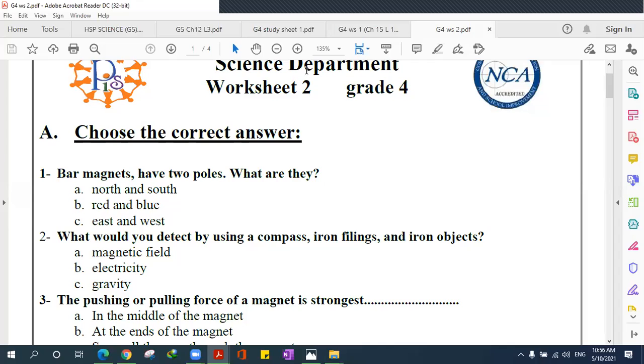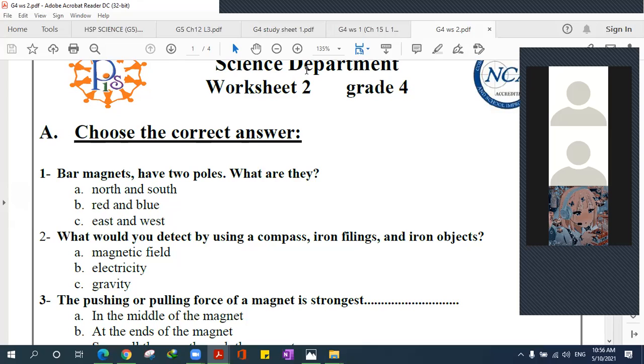Okay, this worksheet is the second worksheet that we're supposed to finish today, but this one is not about electricity, it's about magnets. Okay? This will not be included in the quiz tomorrow. The quiz is only on chapter 15, lesson 1 only. Okay?